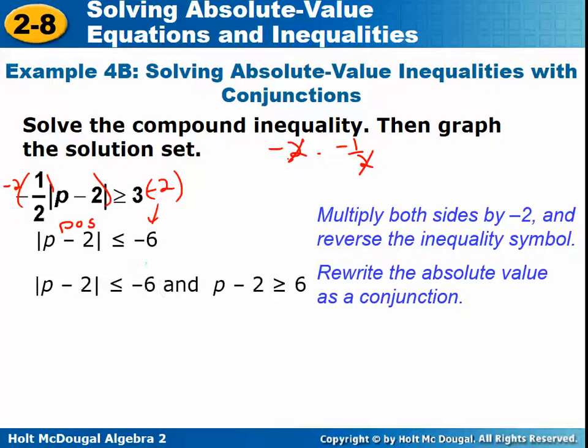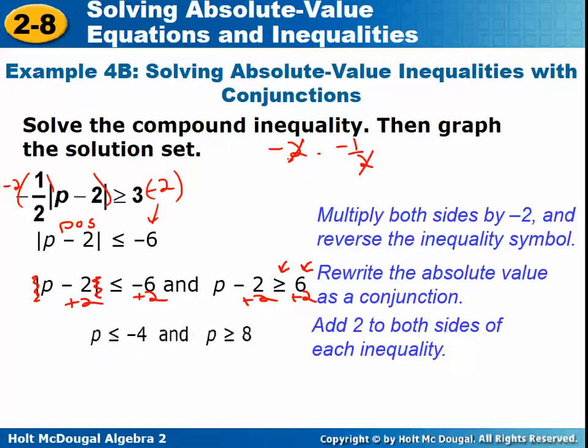It doesn't seem logical. So I'm going to write it down. P minus 2 is less than or equal to -6. And then the other one is the same thing, except I change this. They don't need these signs. That's a typo. And the other one, I would change this to a greater than, and I would change the -6 to a +6. So you change two things on the second. And then I solve this by adding 2 to both sides. Same with this one. So I would have p is less than or equal to -4, and p is greater than or equal to 8.